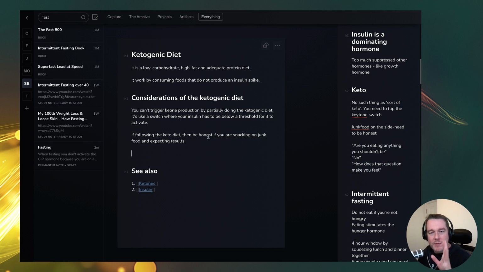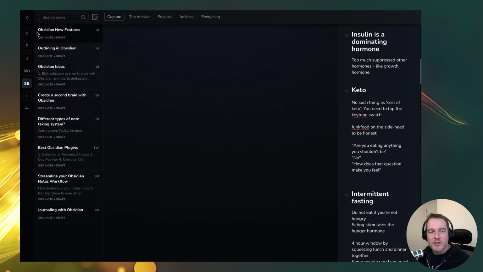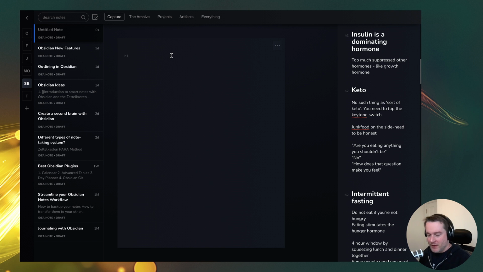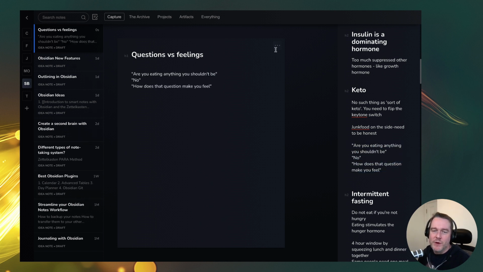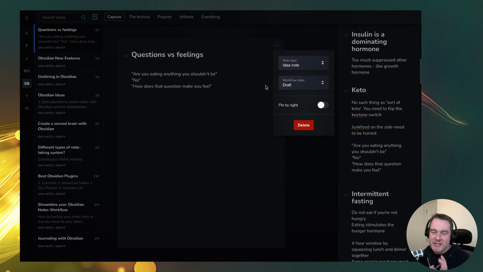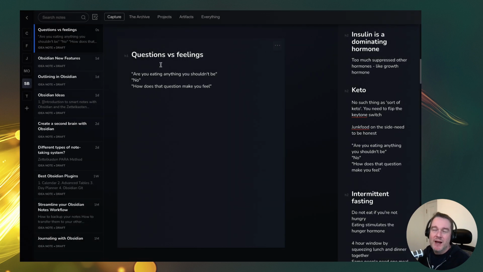What am I going to do? I'm not going to worry about it too much now. I'm just going to create an idea. Questions versus feelings. I'm just going to pull that out into an idea so I remember it. That's in draft state, so it'll get picked up in my workflow, and I can figure out where I could put that in my permanent store.